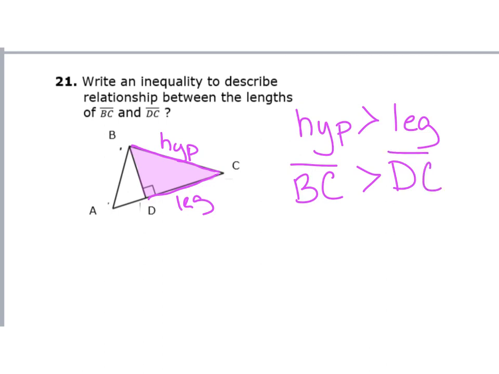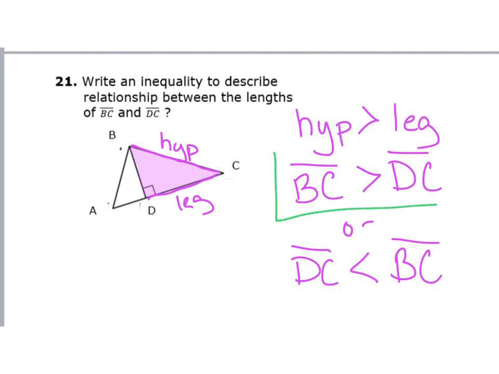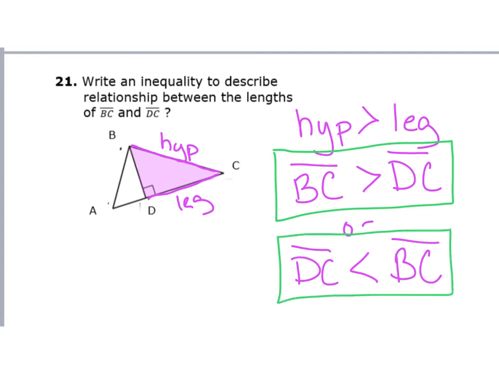You could also write this backwards. You could say that the leg DC is less than the hypotenuse BC. So you could write it either way. The hypotenuse is greater than the leg, or the leg is less than the hypotenuse.